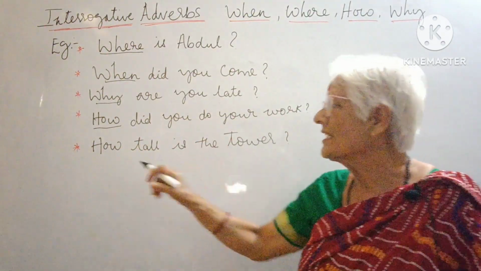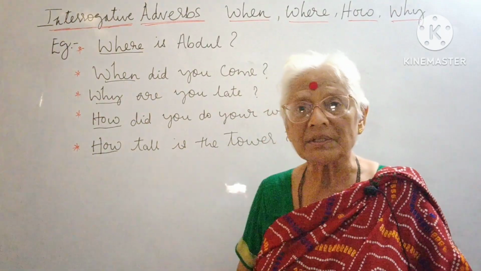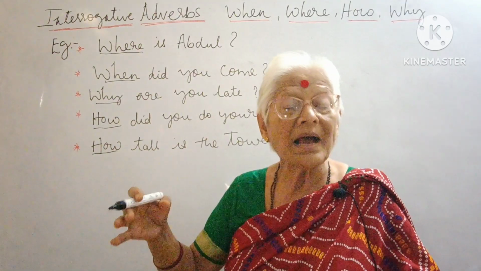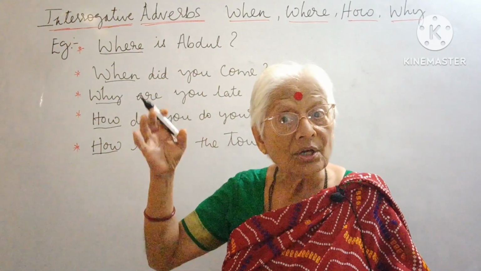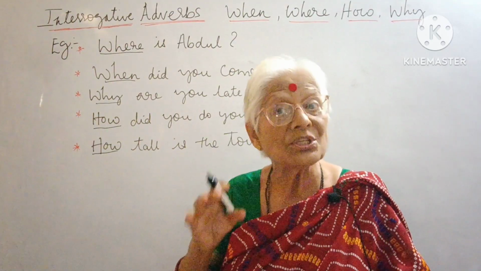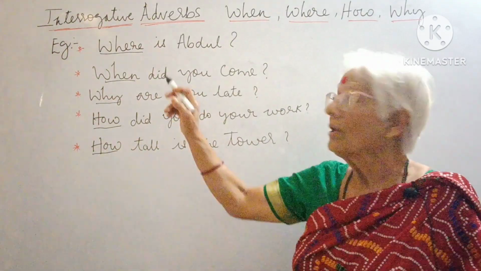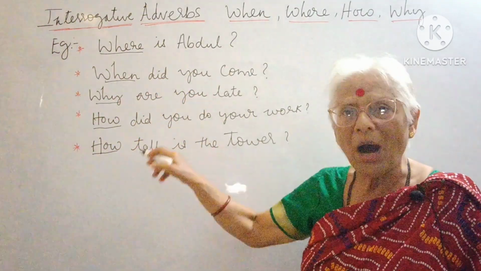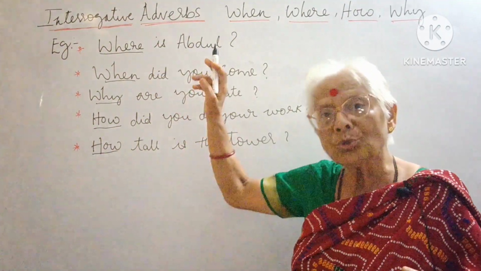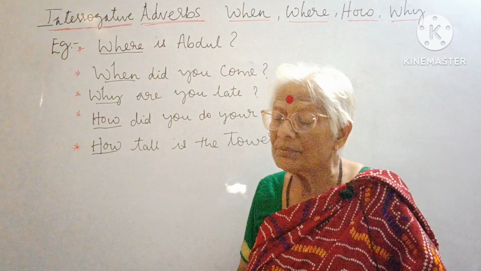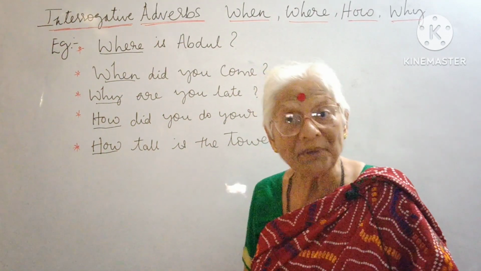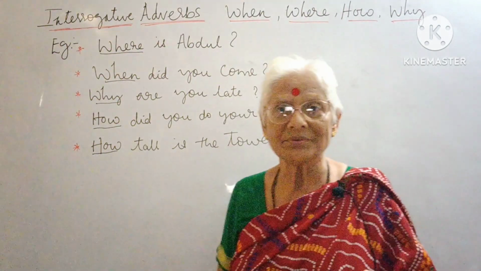How tall is the tower? The tower is 20 feet tall. You're specifying. Okay? The tower is quite tall. You're saying the degree. It's not very specific, quite, but it is pretty tall. So, these questions, where, when, why, how, are used as interrogative adverbs. So, you use this question either for an adverb or for an adverb phrase. Have you comprehended? Very good.